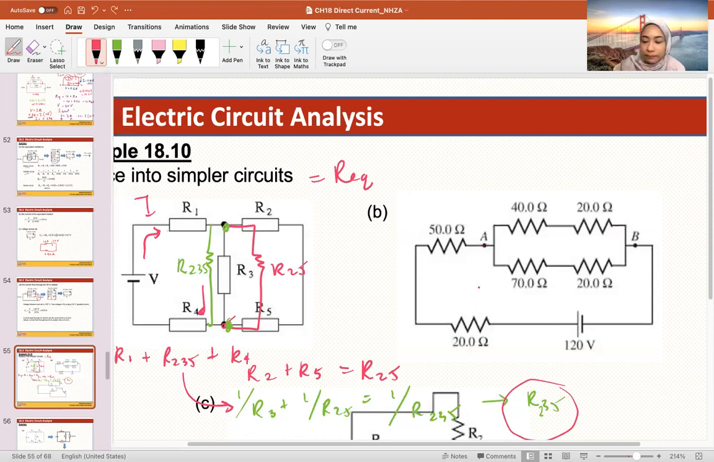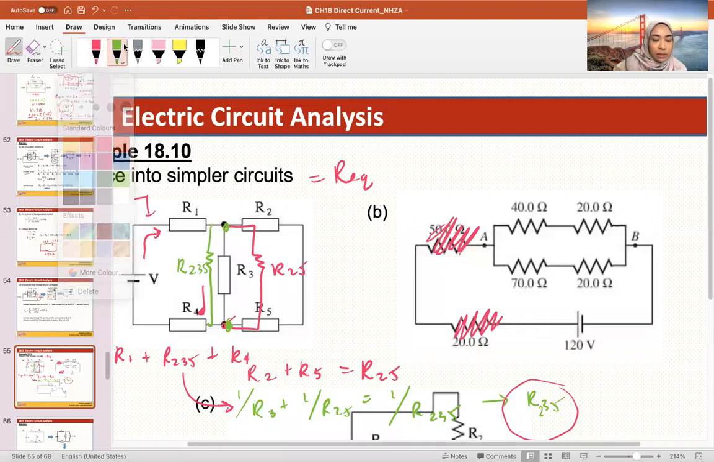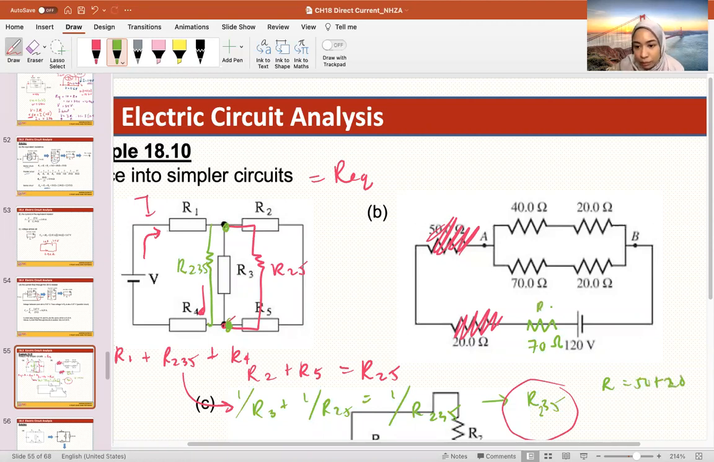Okay, this is kind of hard. Okay, so let me draw. That is like a scribble. Let's use green for redrawn resistors, okay? So 20 plus 50 is 70 ohms. They are in series, so just add them. So R equals 50 plus 20. So this is R1. Okay, so that is my R1. So 40 and 20 and 70 and 20.